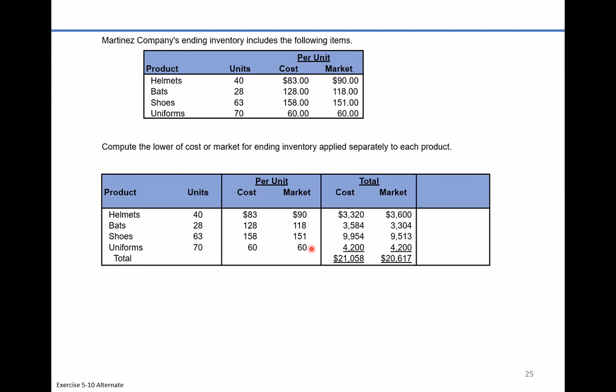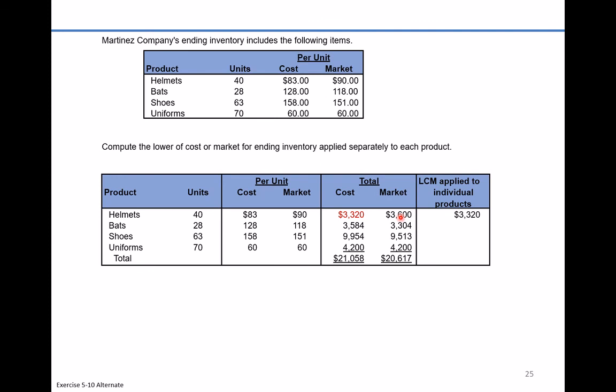either the lower of cost or market as the amount that we will carry for the value of that specific type of inventory. So for helmets, which value is lower, the cost of $3,320 or the market of $3,600? Well, the $3,320 is going to be lower, so we'll say that's the value of the helmets.